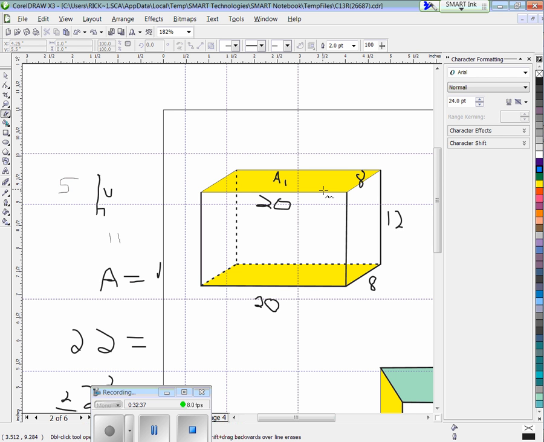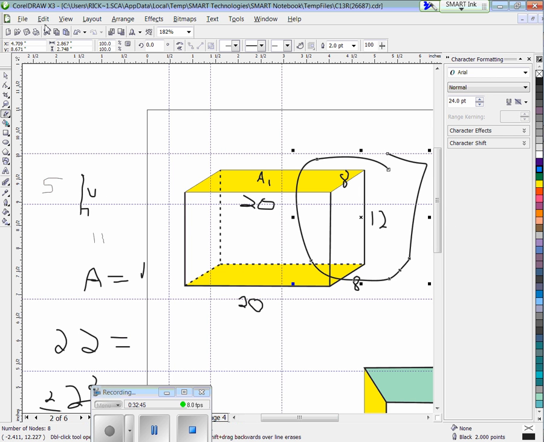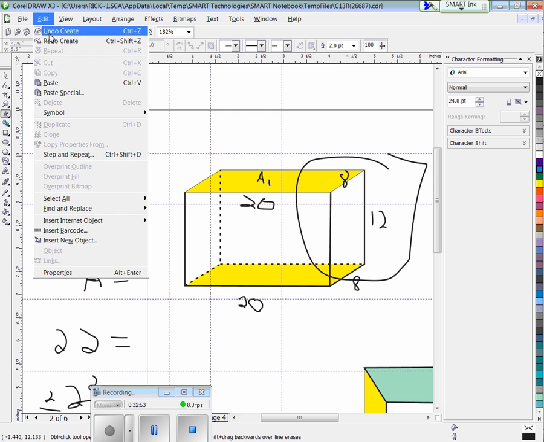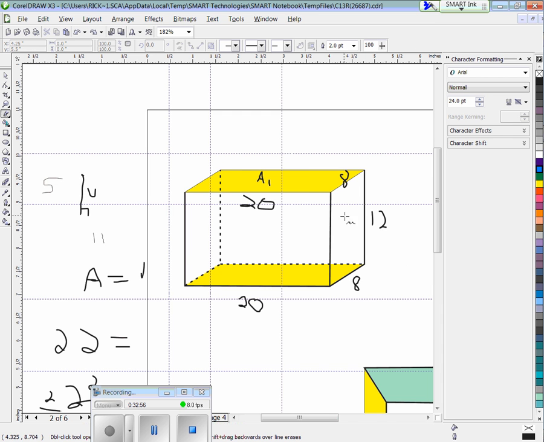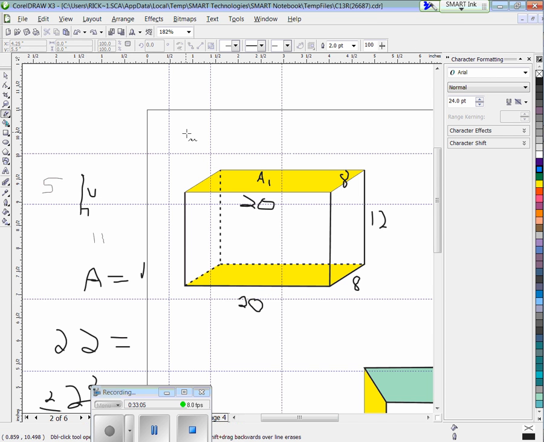What would be the bottom area? 20 times 8. What would be this right-hand side area? How would you get it? What times what? 8 times 12. What about this side? 8 times 12. There's 2 tops. There's a left and a right that are the same. And then there's a front and a back. What's the area of the front? 20 times 12. What's the area of the back? 20 times 12. We just figured out the surface area of that prism, in just that one fell swoop. It's that easy. That's simple.